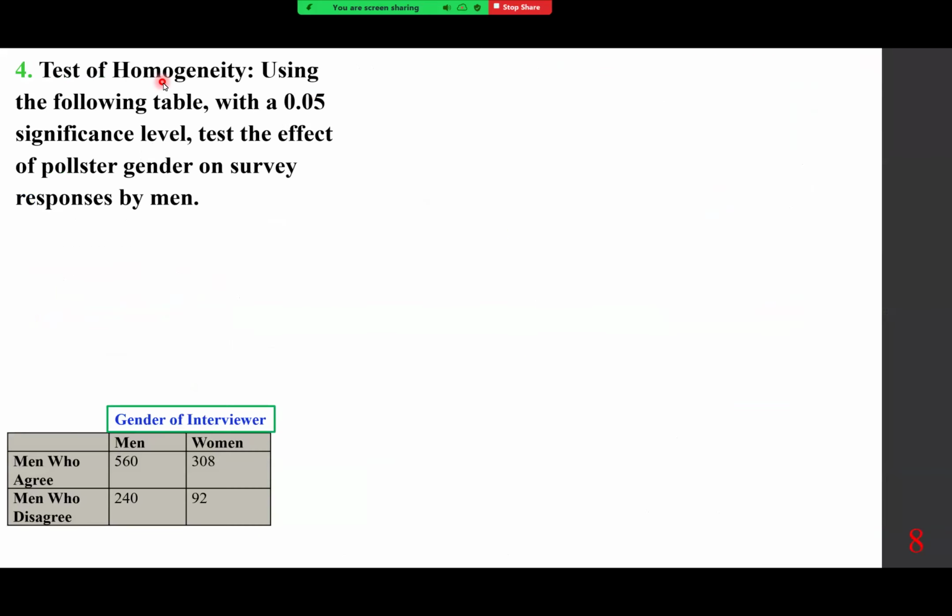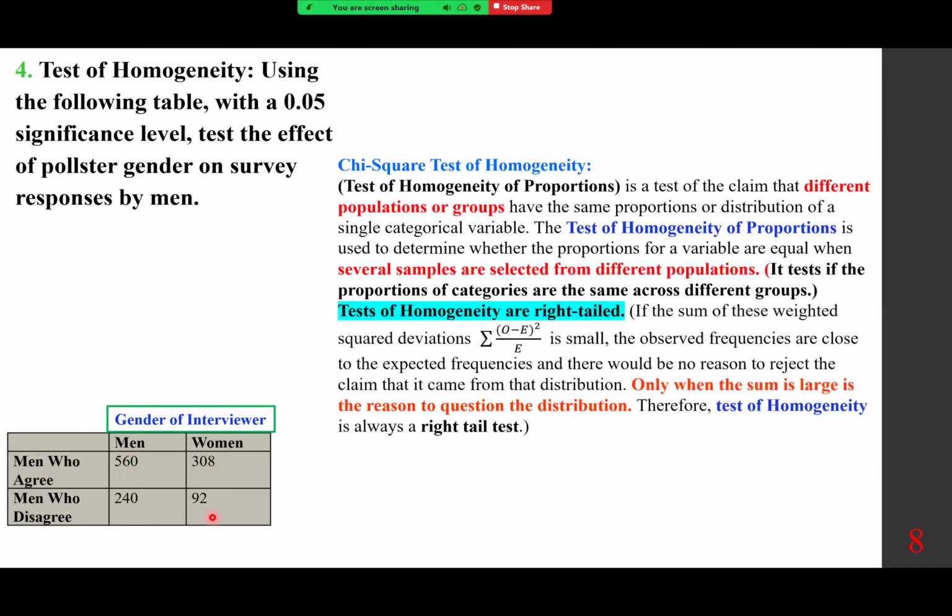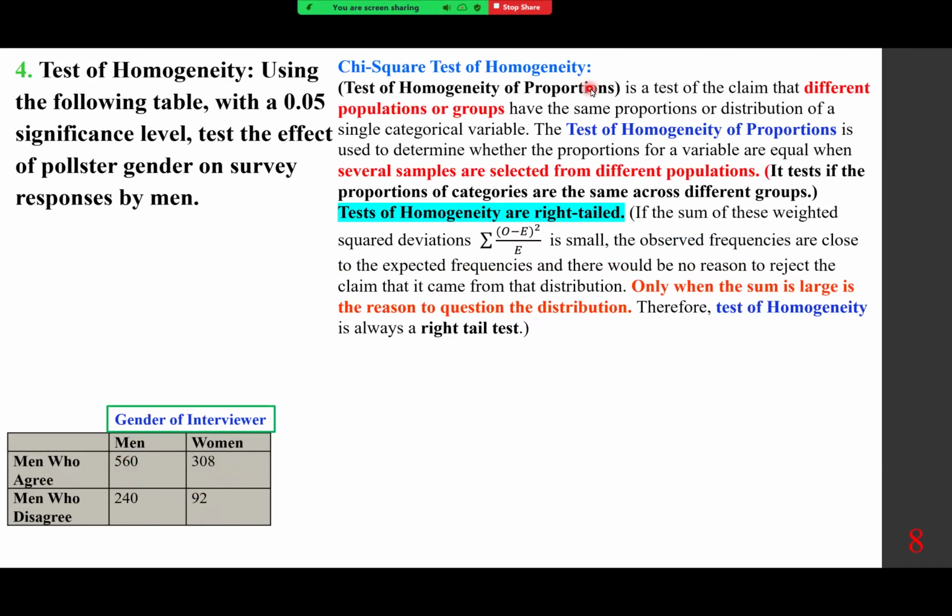Test of homogeneity. Using the following table with a 0.05 significance level, test the effect of poster gender on survey responses by men. So men who agree, men who disagree, men, women. If the gender of the interviewer is different, the answers are different about some topic that relates to men and women. That's the idea. Or even if it doesn't. Chi-square test of homogeneity, what is that?